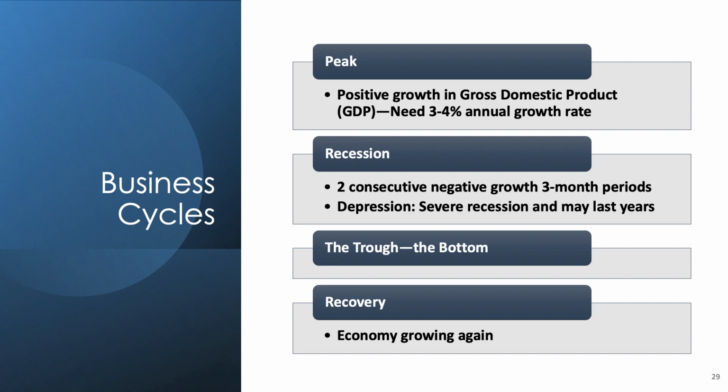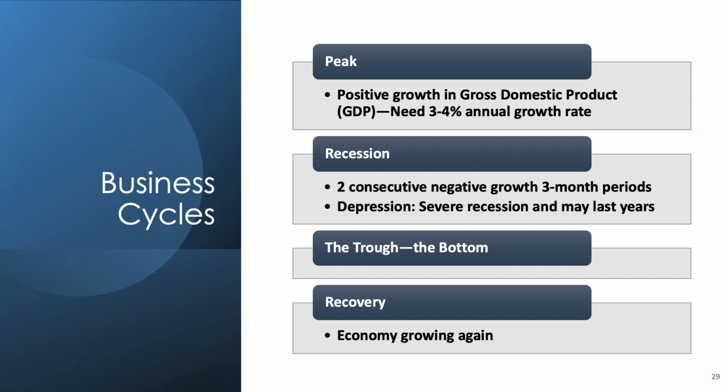If we have two negative growth 3-month periods, we divide our fiscal year into quarters. So there are 4 quarters in a year. If 2 quarters in a row have negative growth, which means we're growing much less than 3%, we've gone from 3 to 2 to 1, we'd say that's a recession. At some point, there's got to be a trough.